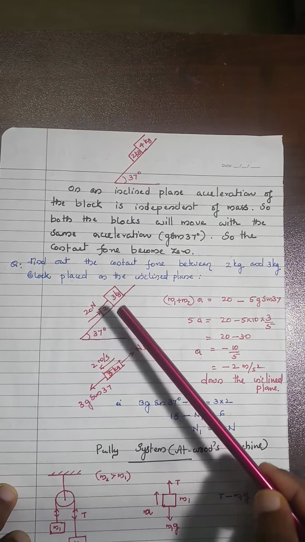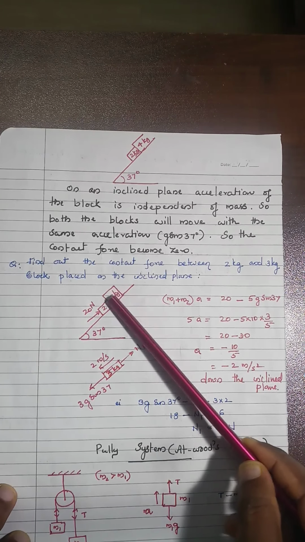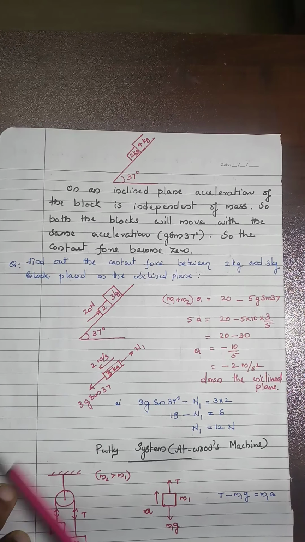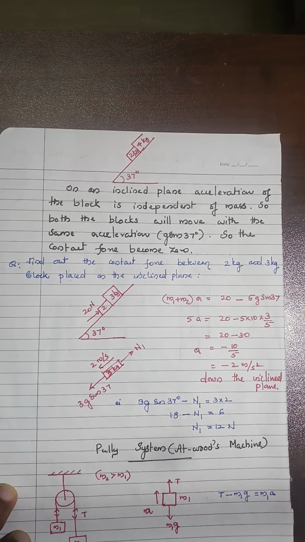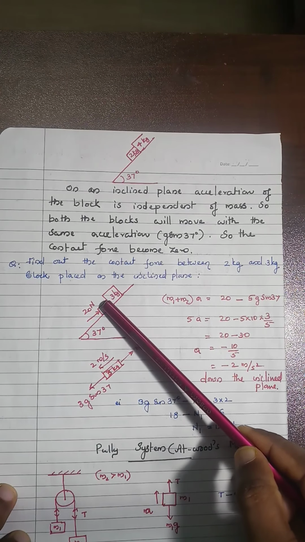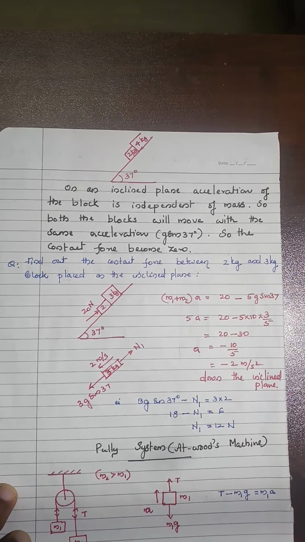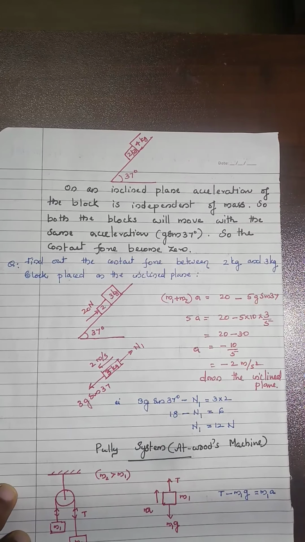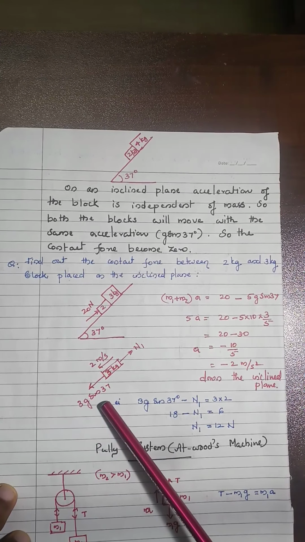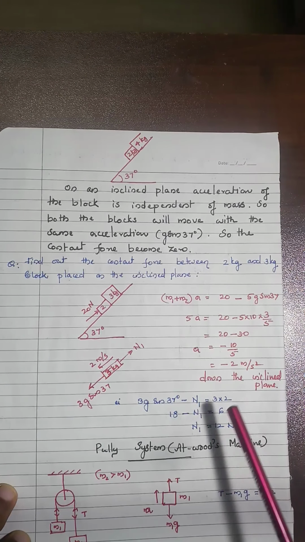But we needed to find the contact force between them. So if you just look at the 3 kilogram mass, its weight component is acting in this way, 3g sin 37. But the reaction given by the 2 is acting in this way. But it is subjected to a 2 meter per second square acceleration. So simply you can write 3g sin 37 minus N1 is equal to 3 into 2. You get the answer.